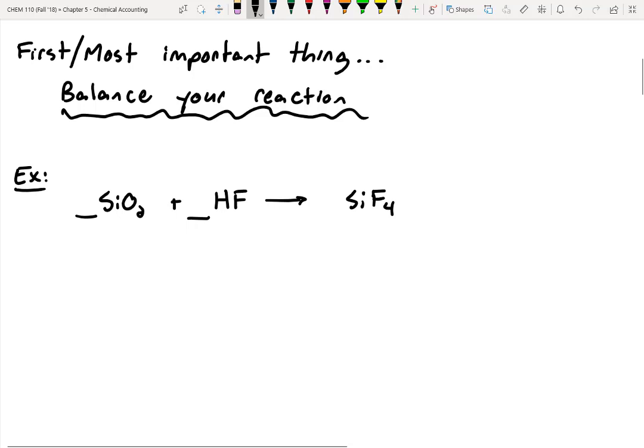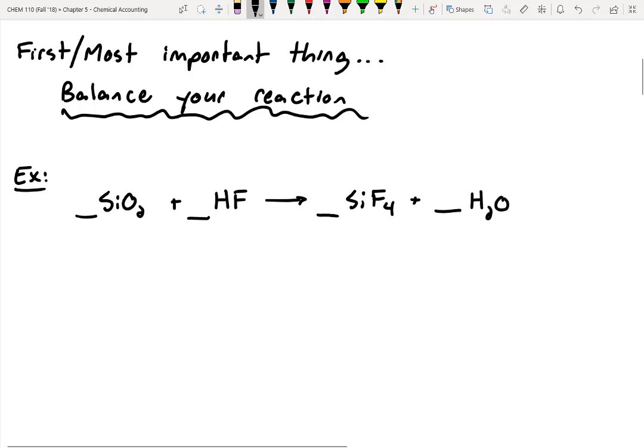SiF4. What would this be called? Covalent, it's nonmetals. It's a tough crowd today. Silicon tetrafluoride. And the byproduct for this reaction is going to be water.